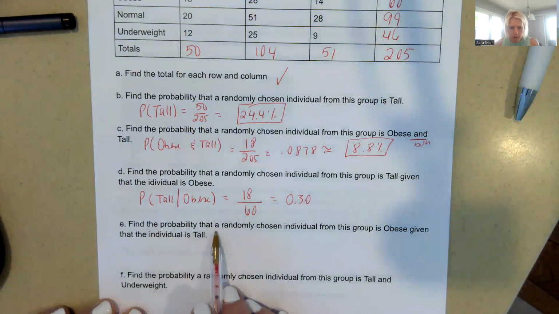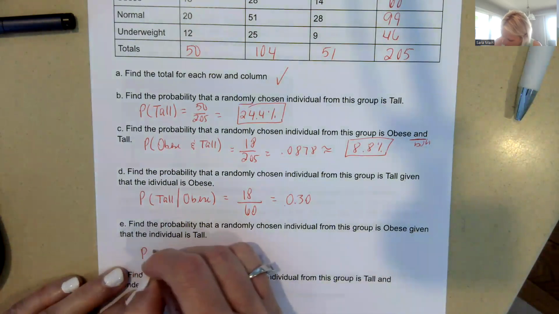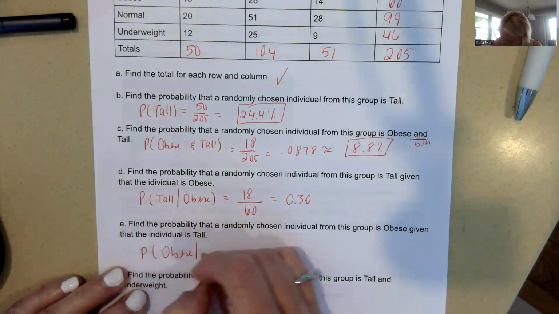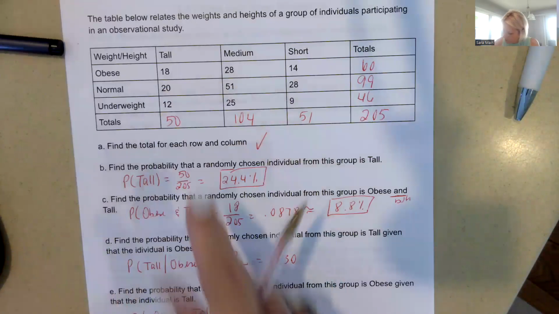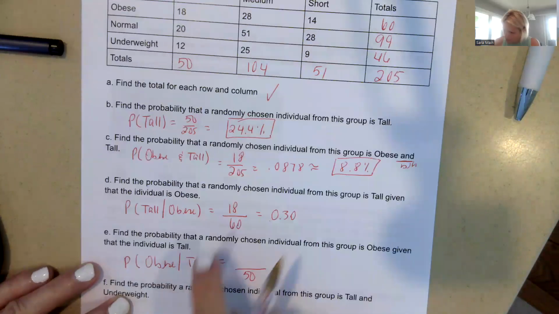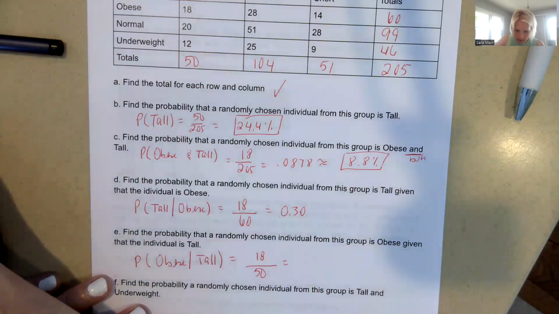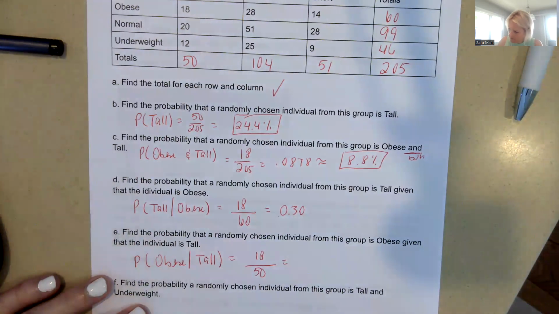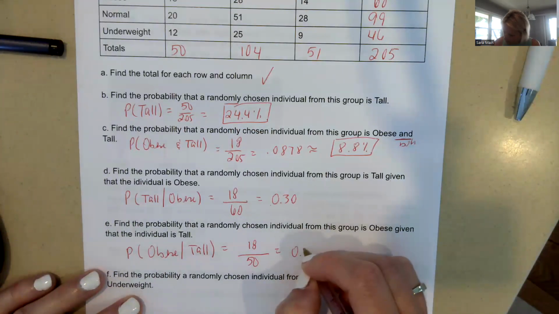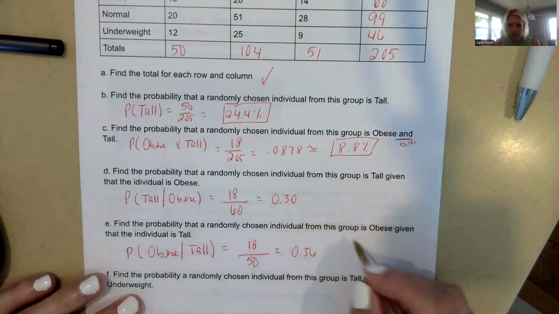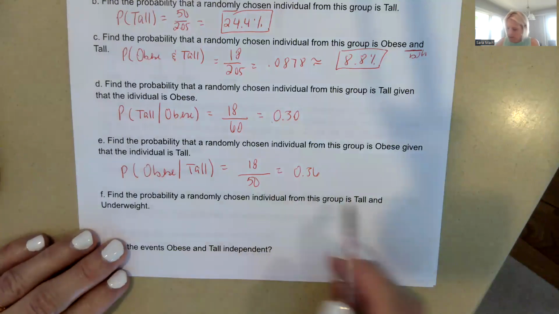Next says, find the probability that a randomly chosen individual from this group is obese, given that the individual is tall. So let's see here, probability of obese, given they are tall. So now it's out of the tall people, so 50, how many of them are obese? That same 18. And that's 0.36. So not the same.